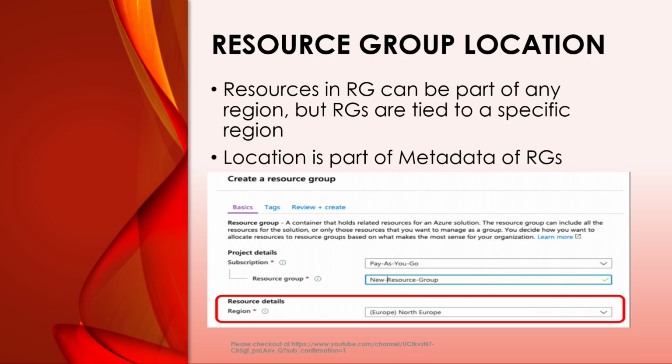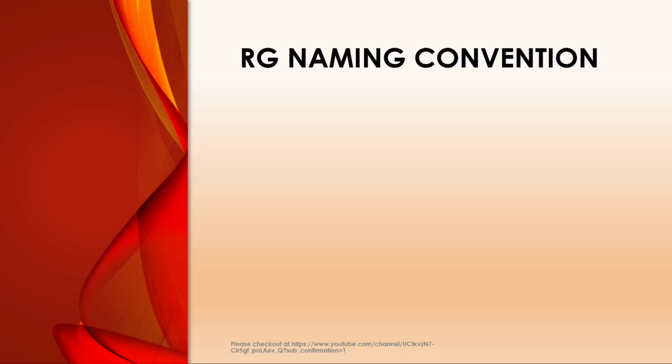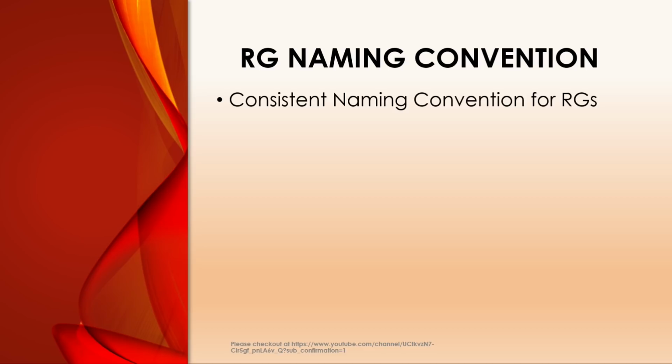Great. So let's look at the RG naming conventions. You should have consistent naming conventions for resource groups. Basically, you can have it as per your requirement. Every organization will have its own requirements. You have to stick to one particular naming convention. It's a best practice: stick to one and follow it all along.